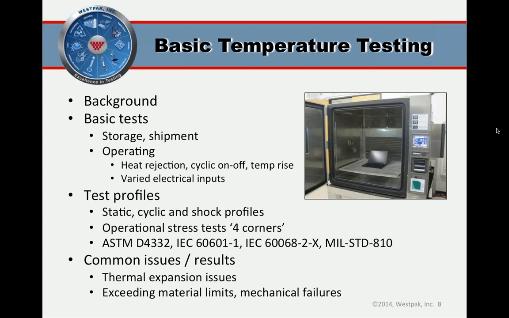The test profiles themselves will either be static, where we go to a condition and stay there anywhere from a few hours to a few days. Cyclic, where you'll rapidly cycle between 2 extremes. The transition rates are generally 1-2 degrees C per minute, somewhere around there. And then lastly, what we call a thermal shock profile, where you very rapidly transition from one condition to the other. This is generally done with a chamber that has 2 compartments, one very hot, one very cold, and you mechanically transition a unit from one to the other.